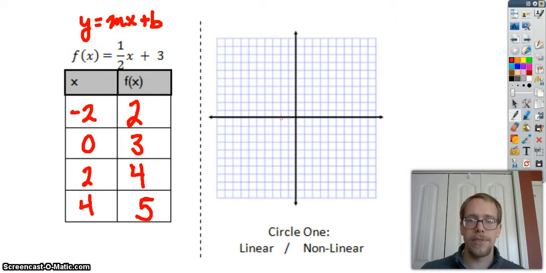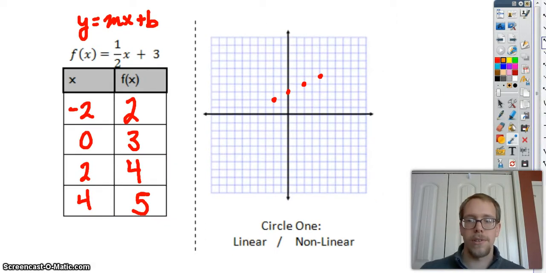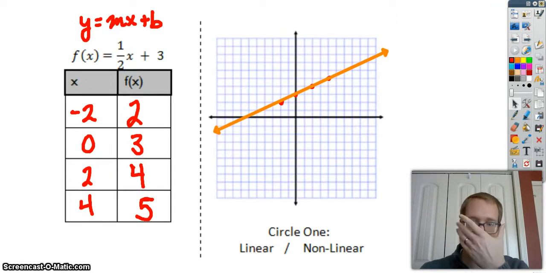So -2, 2, and 0, 3, and 2, 4, and 4, 5. And I'm going to go ahead and draw the resulting linear function. Okay, there's the graph of that function. And if you notice, that is a line, that is a linear function. So we can go ahead and circle it.